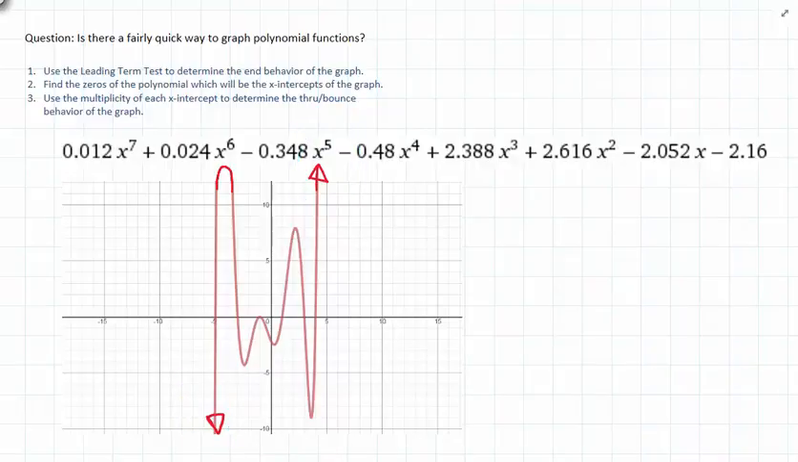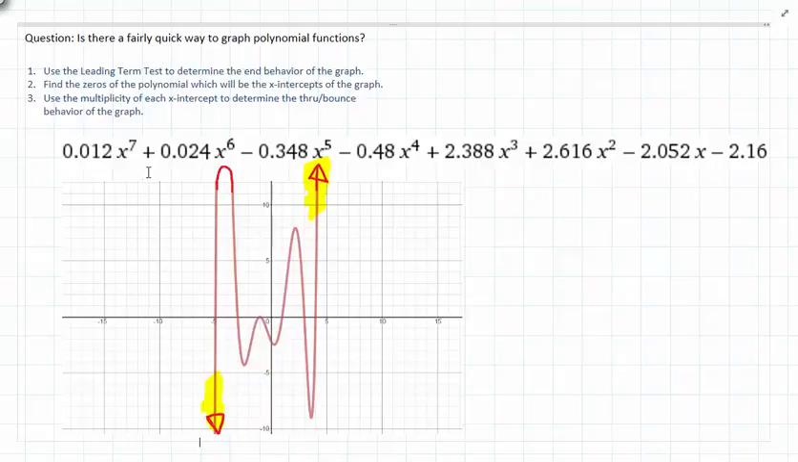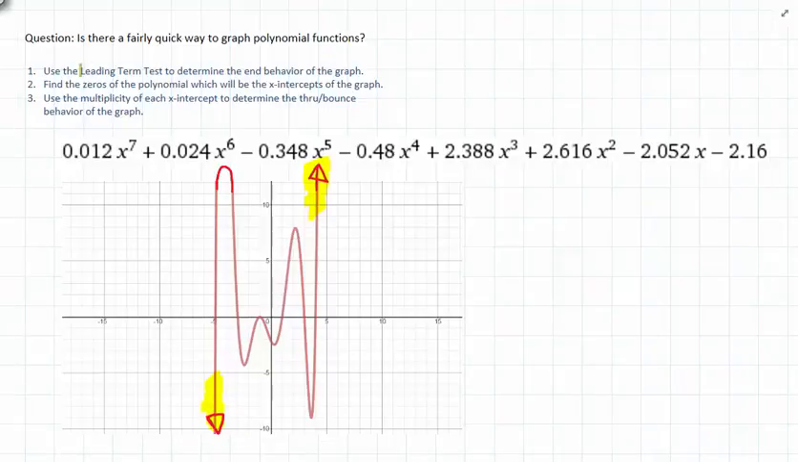So the first thing we're going to do in order to sketch these graphs is figure out real easily where the left and the right ends of the graph go. Do they go to positive infinity or do they go to negative infinity? And there's a real easy way to do that. We're going to use what's called the leading term test to do that. Okay, so that's the first piece of information we're going to find, and it's very easy to find.